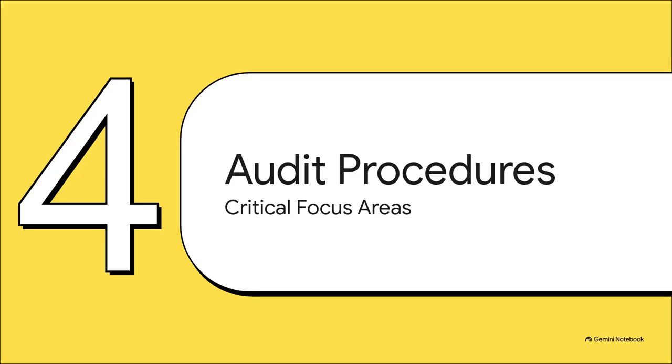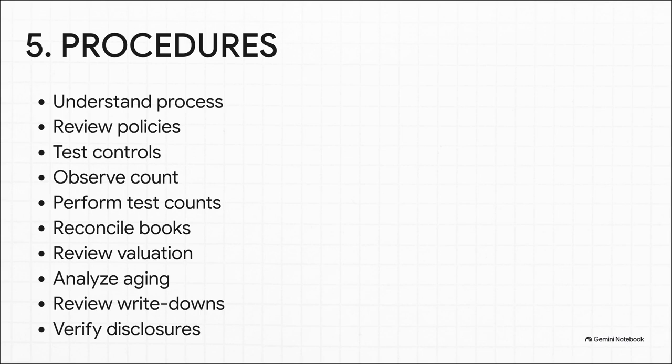Section 4. Audit procedures and focus areas. Now, we shift our focus to the actual day-to-day work of the auditor. The work of an auditor follows a very rigorous pipeline. Let's go through the exact procedures. Understand process, review policies, test controls, observe physical count, perform test counts, reconcile with books, review valuation, analyze aging, review write-downs, and verify disclosures. You absolutely have to hit every single one of those to do the job right.